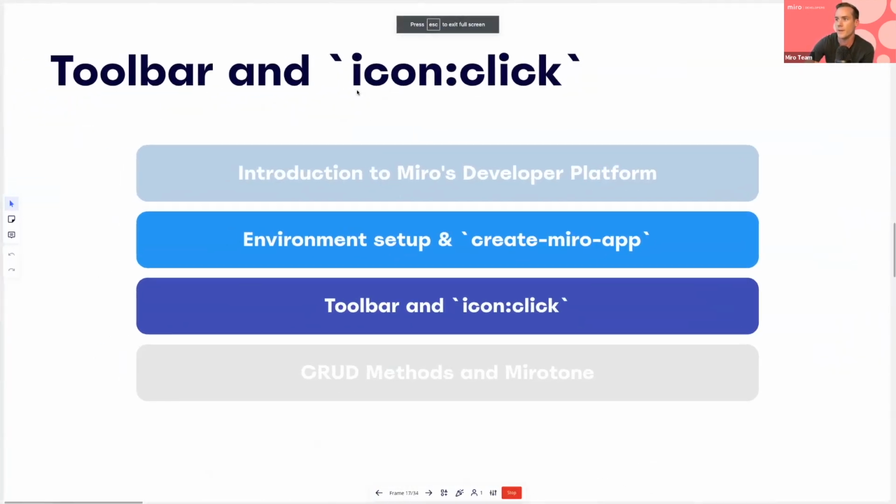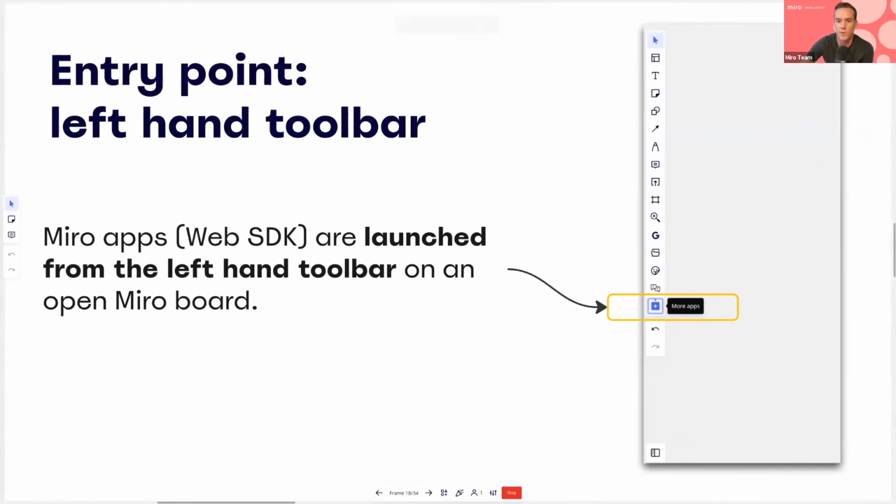And the first thing I want to mention is that Miro apps built with the Web SDK are launched from the left-hand toolbar, as we mentioned earlier, and this is accessible from within any open Miro board. However, to ensure that an app you've created actually appears here in the toolbar, we need to do three things.